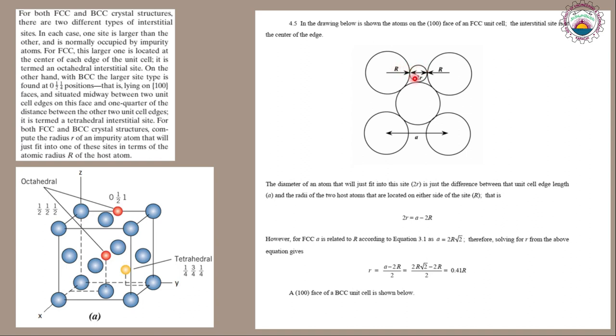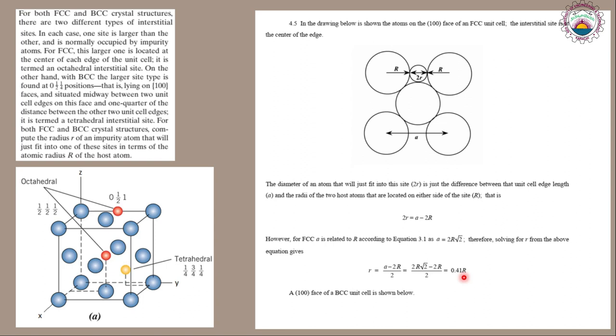So R plus 2r, small r, and the capital R all together make an edge length that equals a. And you have seen this before. Our aim is to find the size of this small r in terms of capital R. So we'll write a simple equation. 2r equals the total edge length minus these two R's. So 2r of the smaller impurity atom equals the edge length minus 2 times the radius of the host atom. As we know, in the FCC cell, the edge length equals 2R root 2, where R is the radius of the host atom. So we simply place these values in this equation: r equals (a minus 2R) by 2, and a equals 2R root 2. So we have the impurity atom radius equals 0.41 of R.